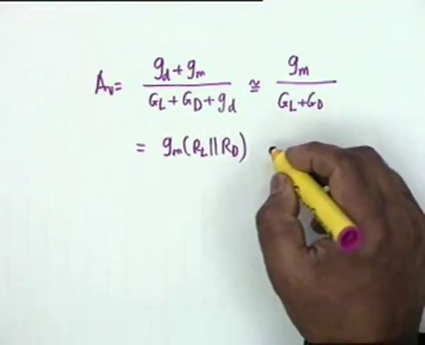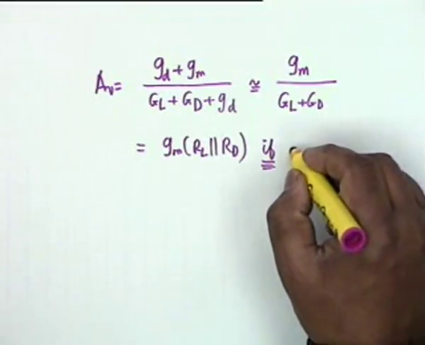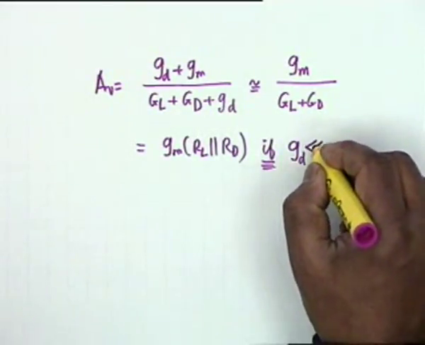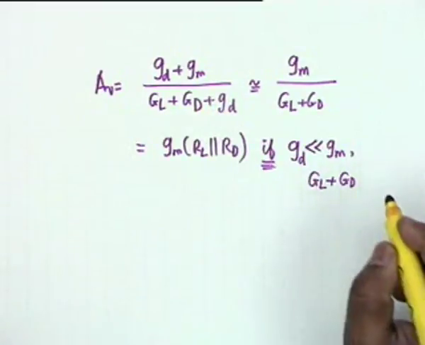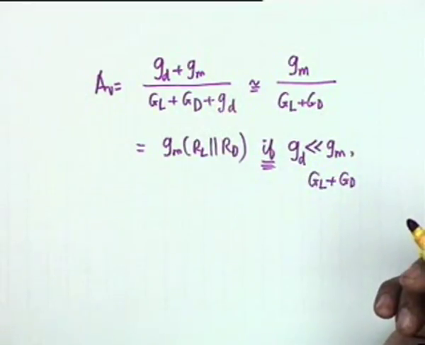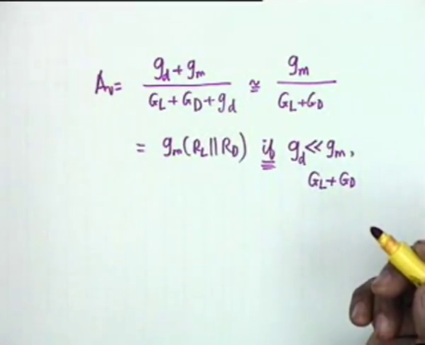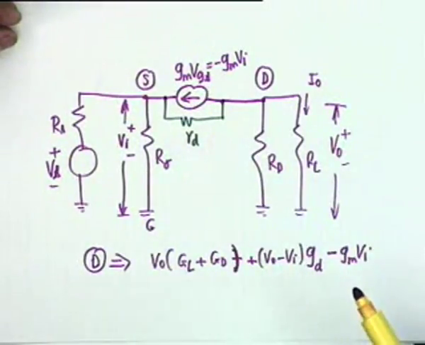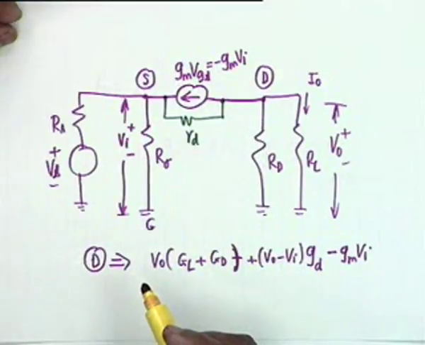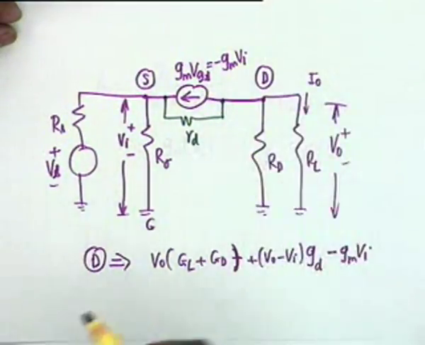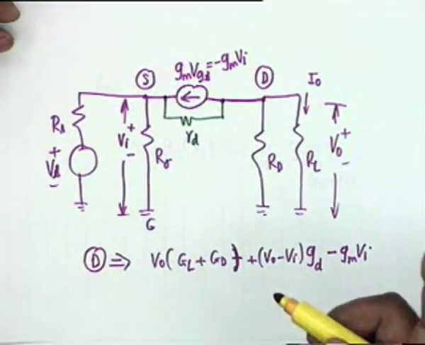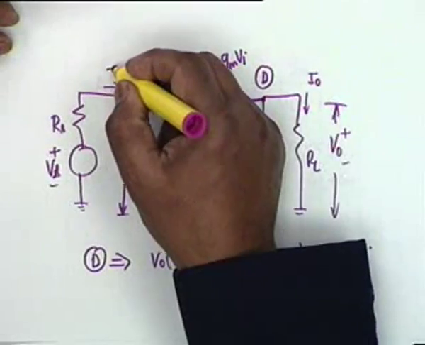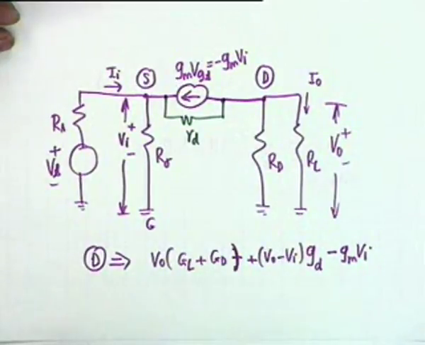Okay. If, a big if, gd is much less compared to gm as well as GL plus GD. If this is true, then this will be approximately the story. If you want to find out the input resistance, now the input resistance is also complicated by the occurrence of rd, okay, and the occurrence of minus gm Vi. The input resistance is no longer R sigma, no. Okay, to find the input resistance, all I need is the ratio of Vi to Ii, okay.